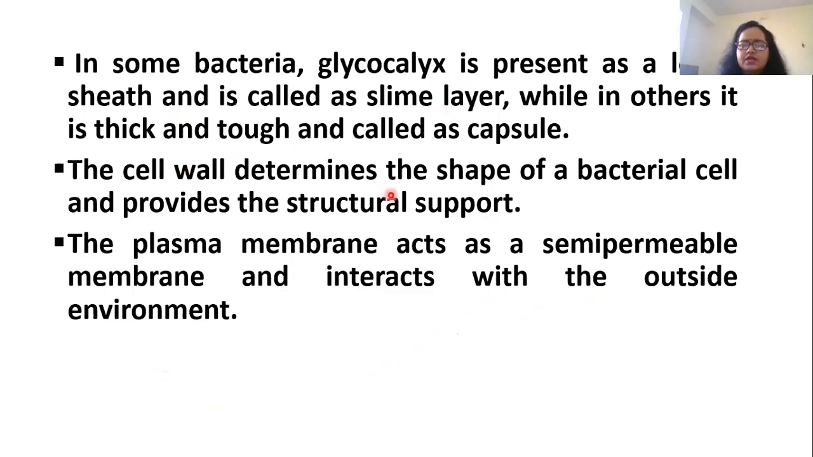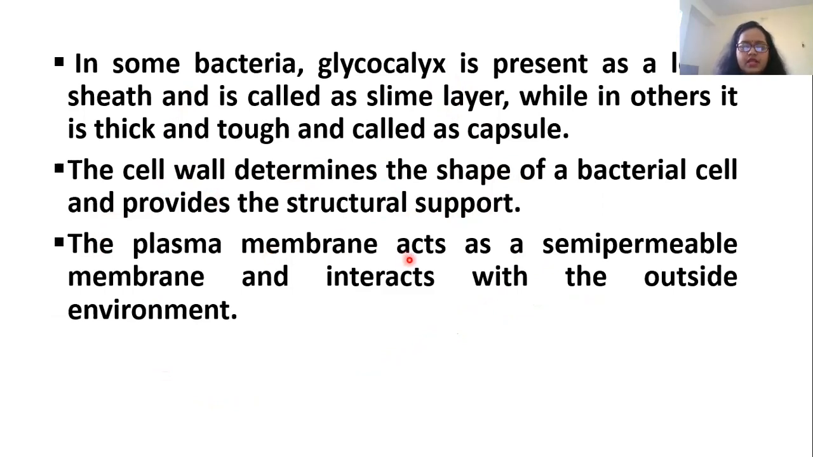The cell wall determines the shape of a bacterial cell and provides structural support. So the cell wall is another feature of a bacterial cell which provides structural support, while this cell wall is absent in the case of eukaryotic cells.